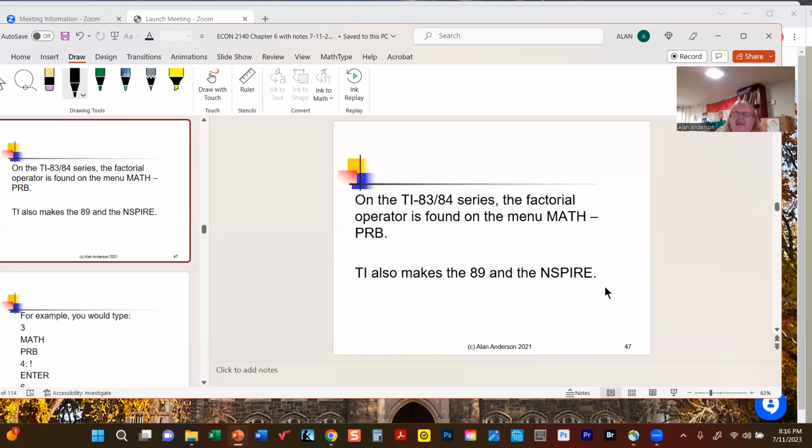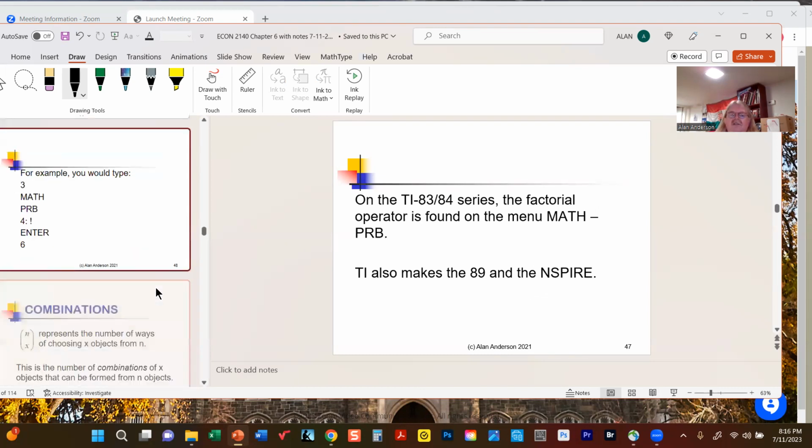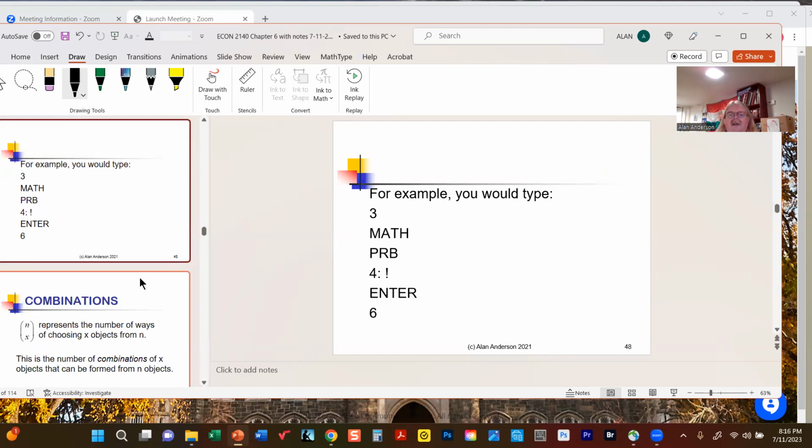They also have an 89 and an Inspire. I don't really know how to use either one of these. So if you have one, you'll have to look it up on the Texas Instruments website if you get stuck. Now, here's the instructions for calculating factorials. Let me just confirm that this is exactly the same on the CE. You start with 3.